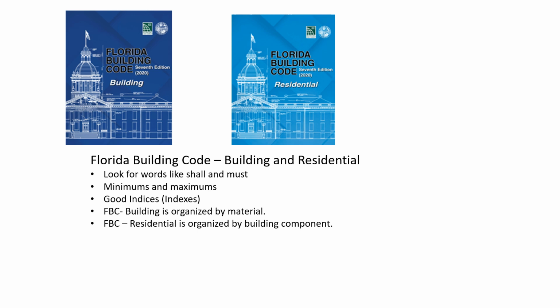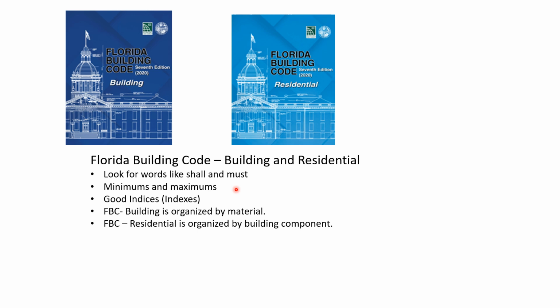Okay, so let's go manual by manual. On this slide, we're talking about the Florida Building Code Building and the Florida Building Code Residential. When you're talking about code questions, you have to realize that code means it's a law. You've got to do it a certain way. So you're going to see words like shall, words like must, and minimums and maximums. Just think about how that question is going to be structured. For example, the maximum allowable air infiltration of a window is 0.3 CFM per square foot.